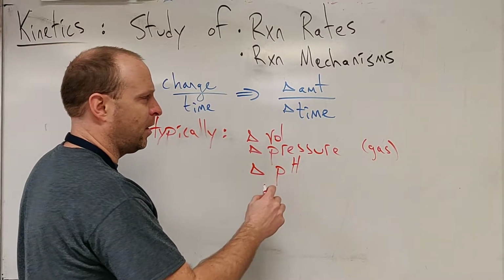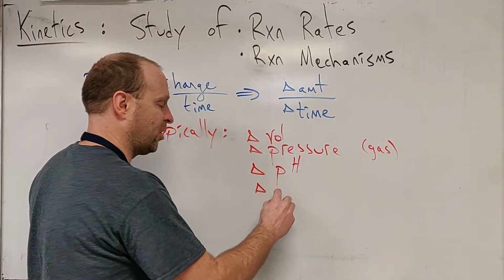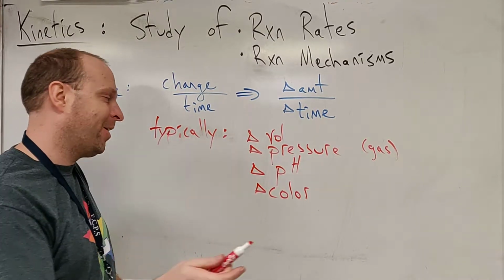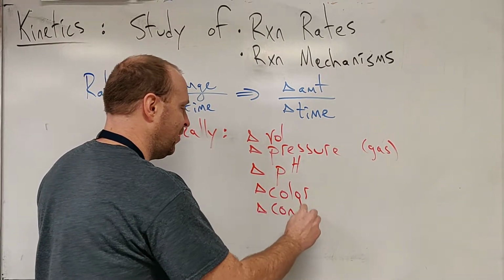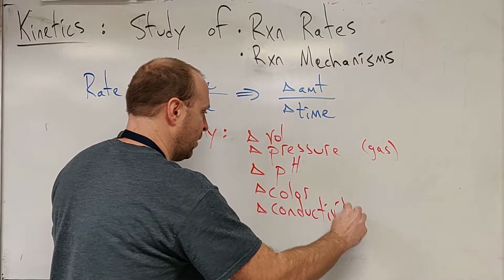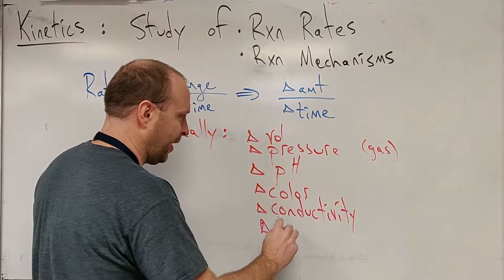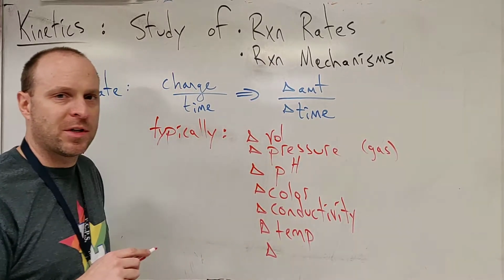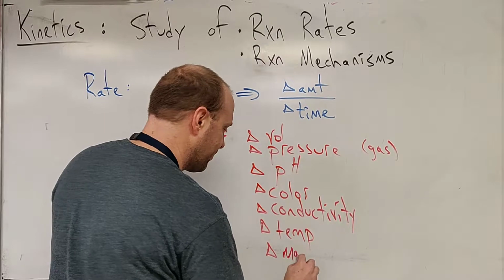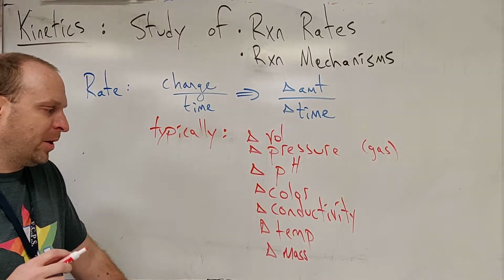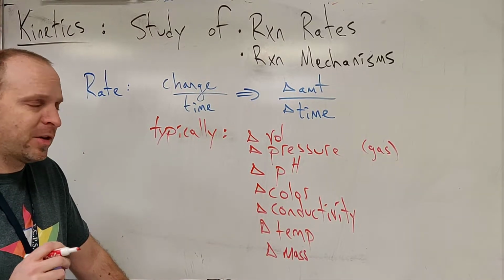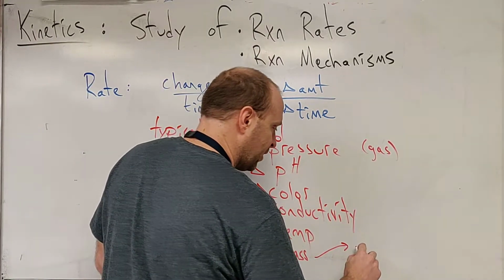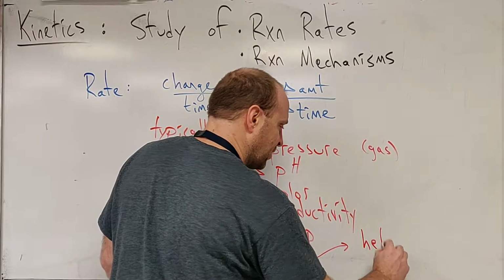You can do some colorimetry and look at changes in color or color intensity. Maybe a change in conductivity. For exothermic or endothermic reactions, you could have a change in temperature. And one that at first seems the most evident is a change in mass, which actually ends up being a bit harder because you have to have a heterogeneous system, with different states of matter.